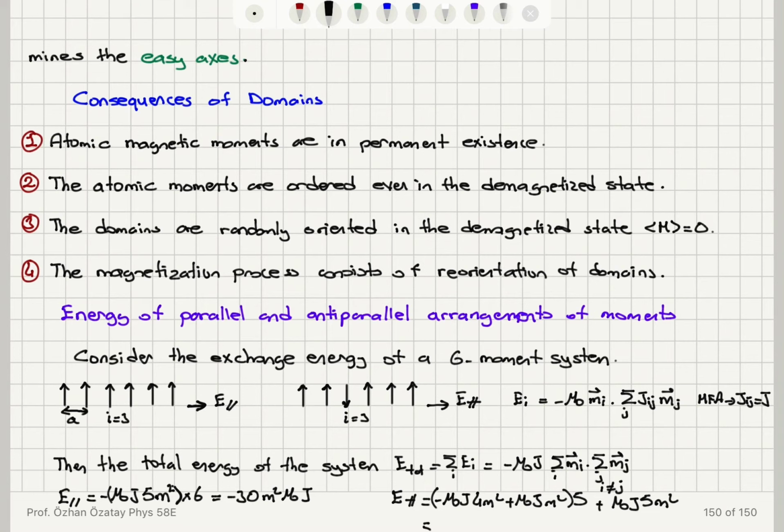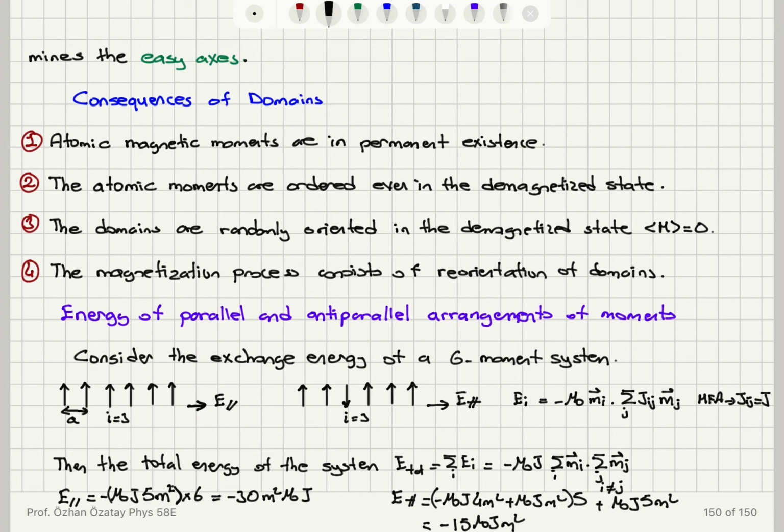So the total energy I will calculate here is going to be mu 0 J 5m squared minus, we're going to have 4m squared minus J, it's 3m squared, so minus 15 mu 0 J m squared.